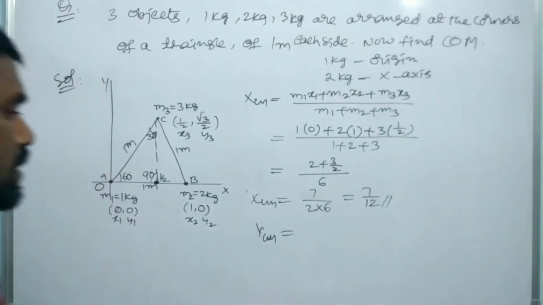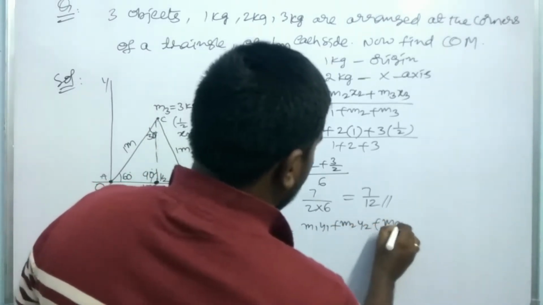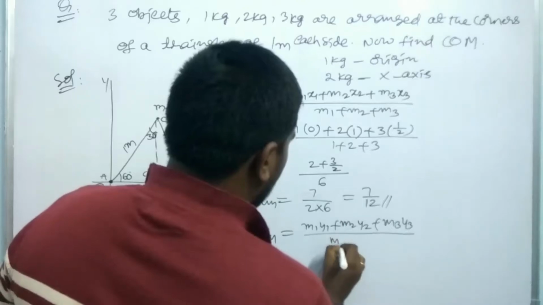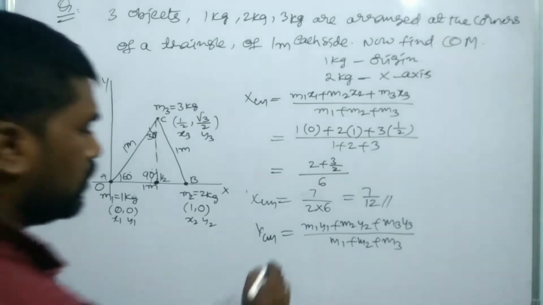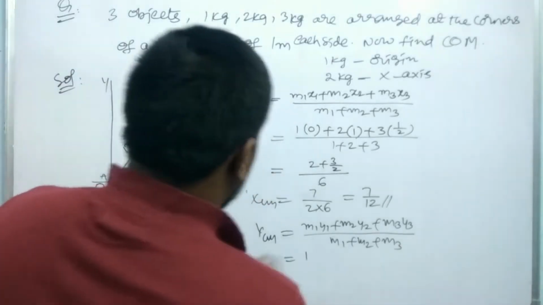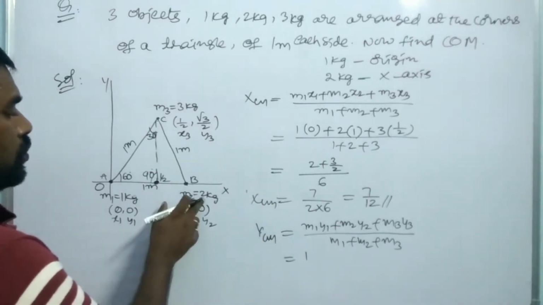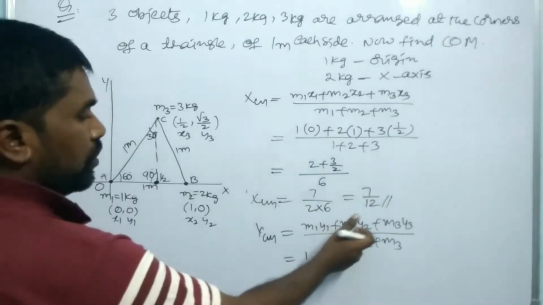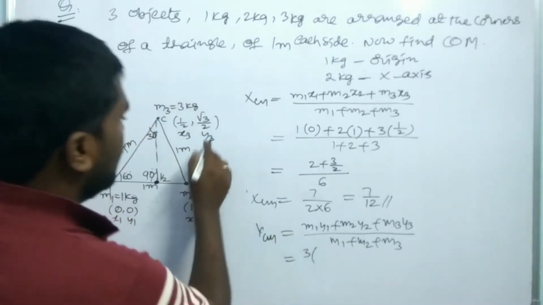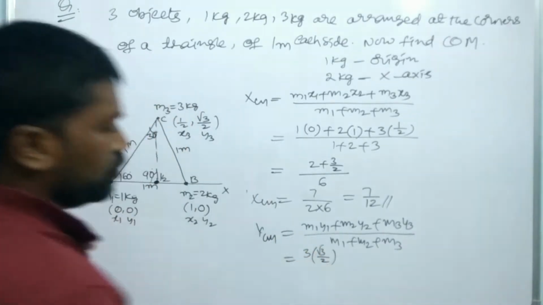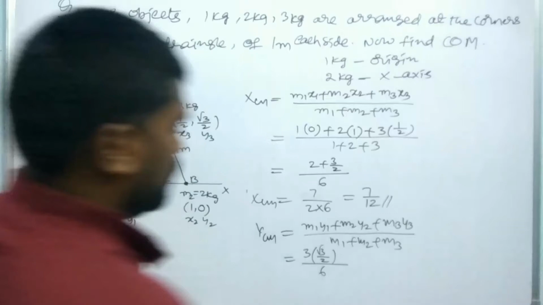According to the y axis, ycm is equal to m1 y1 plus m2 y2 plus m3 y3 by m1 plus m2 plus m3. Let us substitute: m1 is 1 kg, y1 is 0, so 1 into 0 is 0. m2 is 2 kg and y2 is also 0. Only m3, which is 3 kg, has y3 equal to root 3 by 2. And the denominator is 6, m1 plus m2 plus m3.